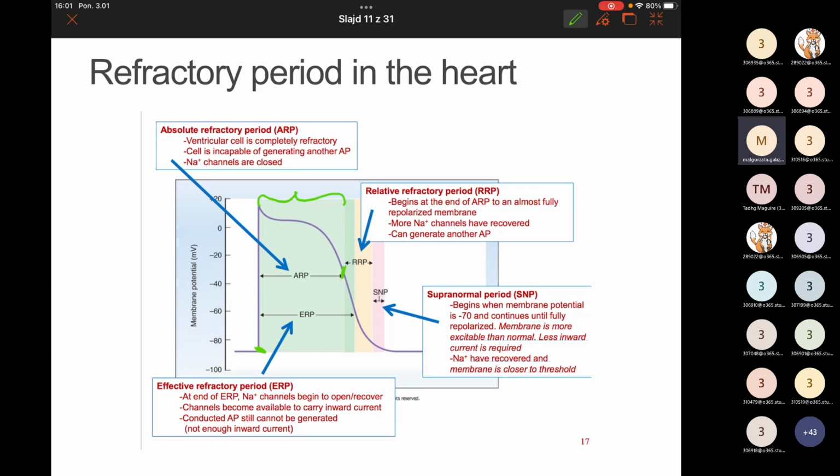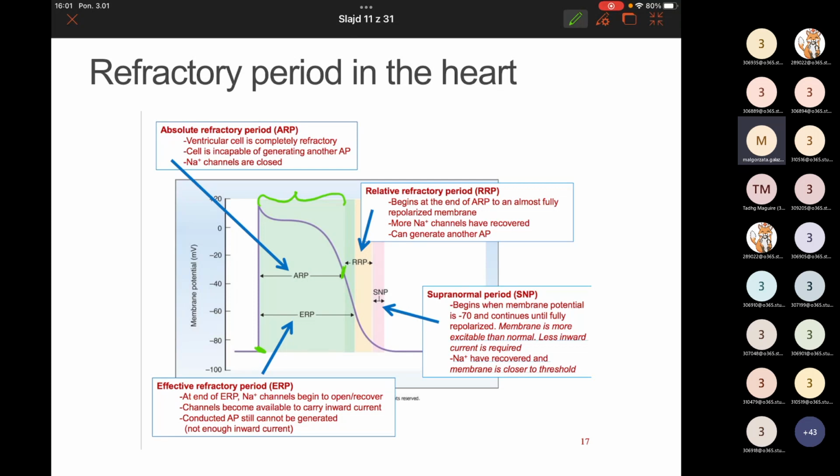During the relative refractory period, the channels return to the baseline condition. They have recovered, and that's why the action potential can be generated.